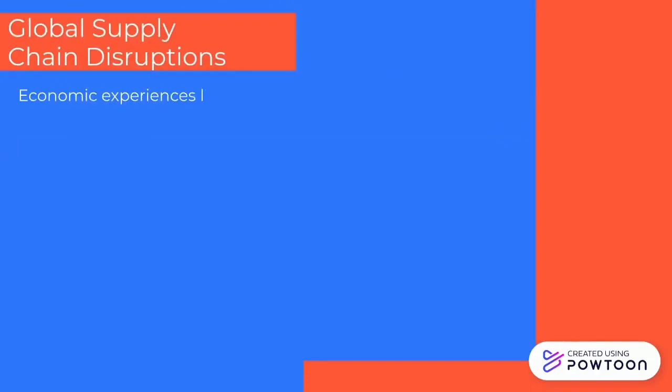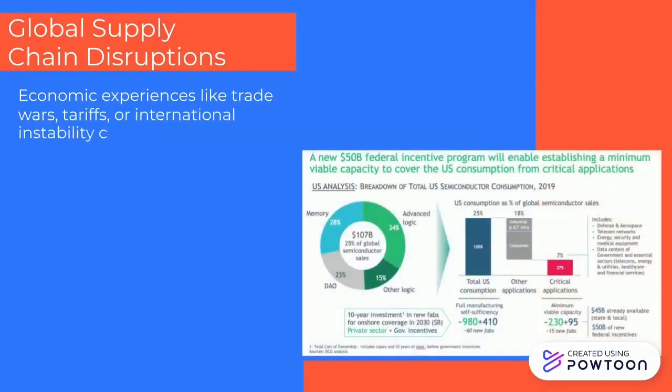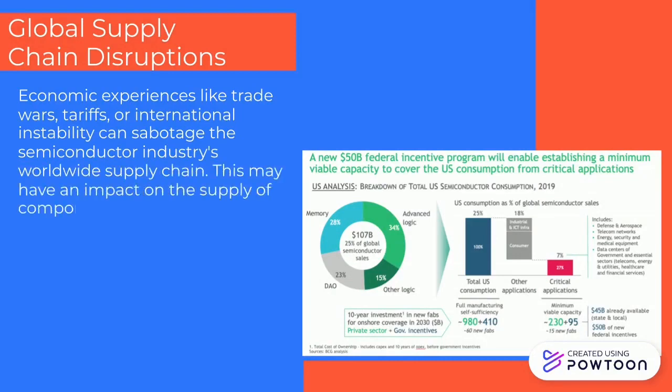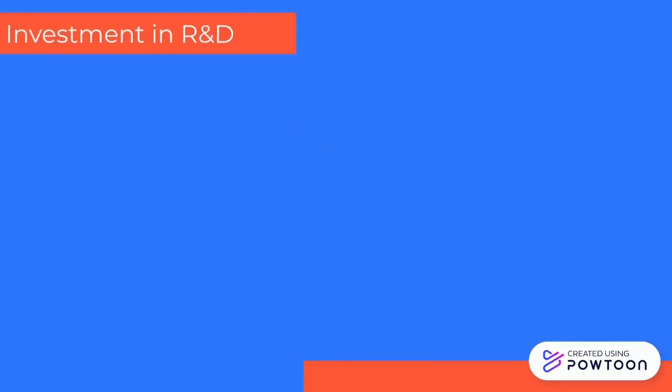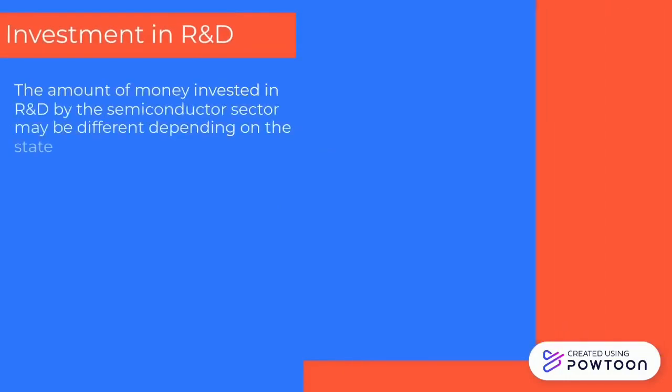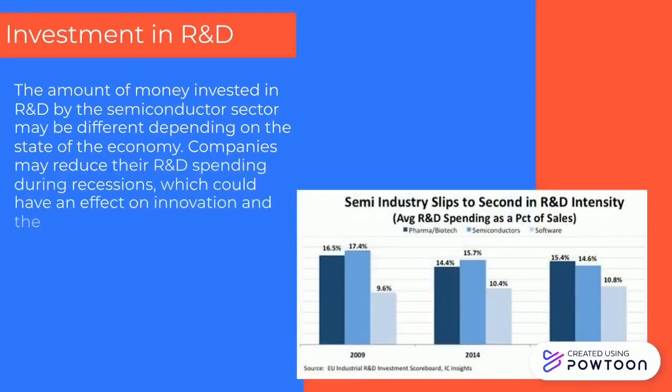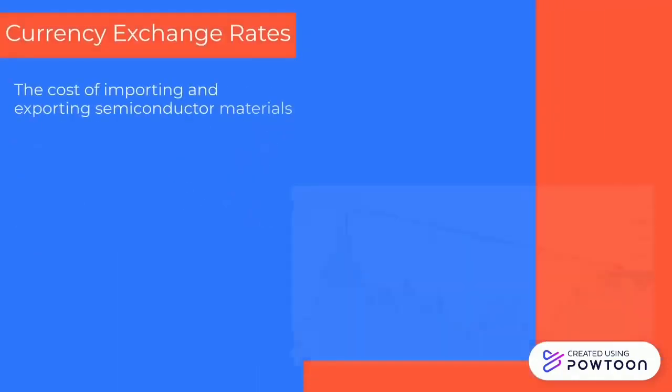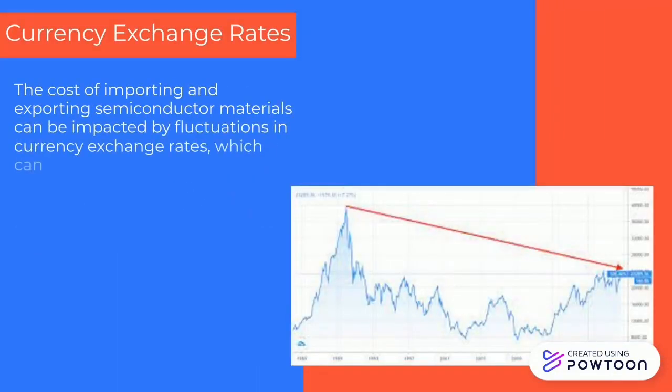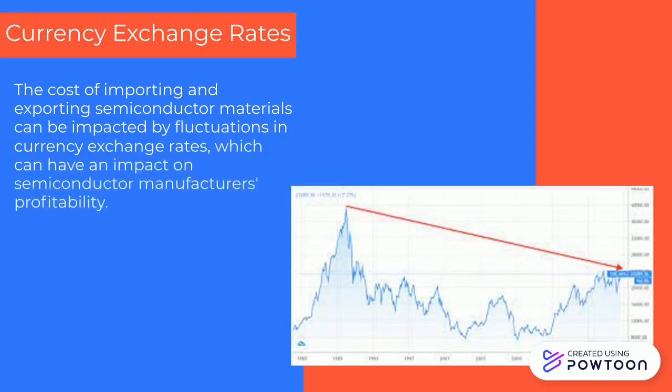Global supply chain restrictions: economic events like trade wars, tariffs, or international instability can sabotage the semiconductor industry's worldwide supply chain. Investment in R&D: the amount of money invested in R&D by the semiconductor sector may be different depending on the state of the economy. Next is currency exchange rate. The cost of importing and exporting semiconductor materials can be impacted by fluctuations in currency exchange rates.